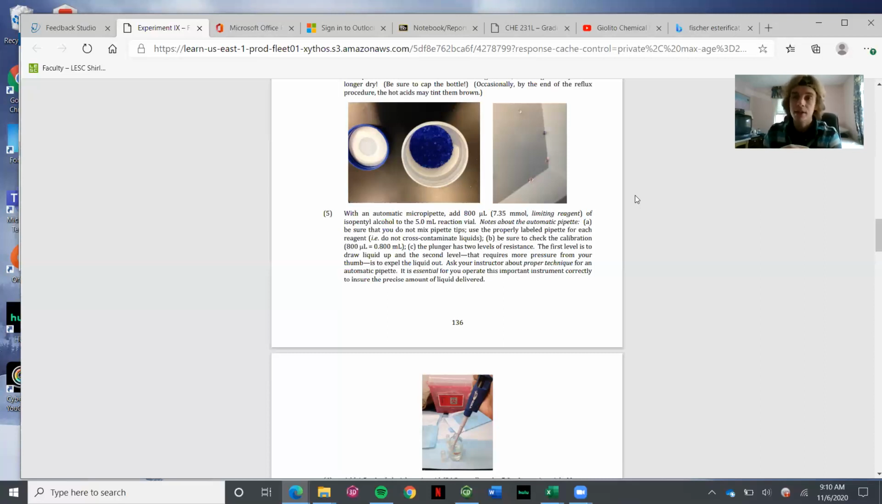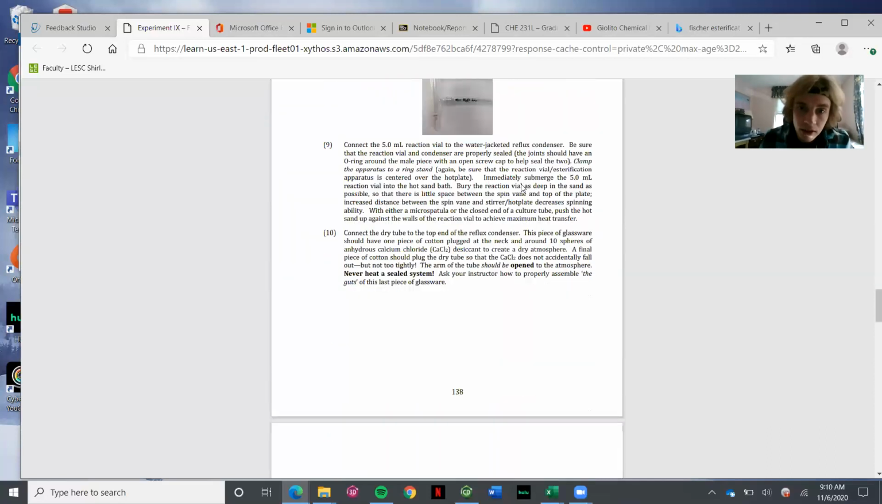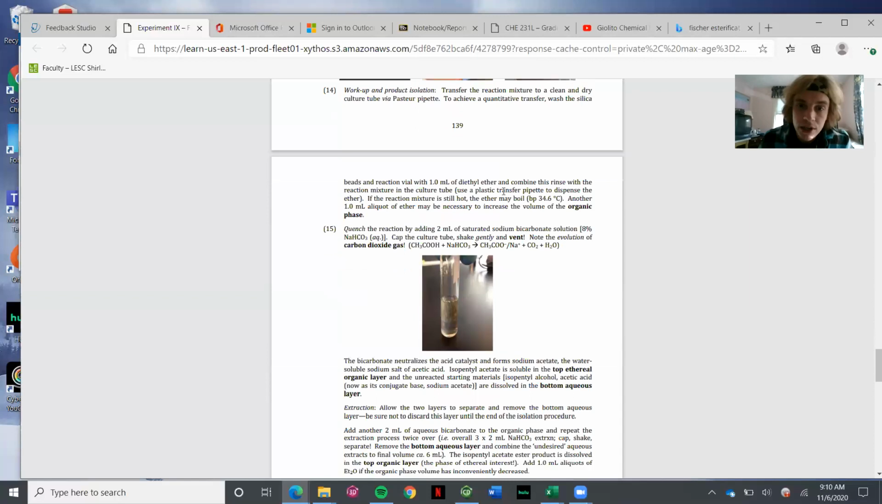So wash your silica beads with that to make sure you get all your product off the vial and off the beads and into your new test tube, which if I scroll down, we will see right here. Once you have all of your diethyl ether and your product in one test tube, you're going to add some water.